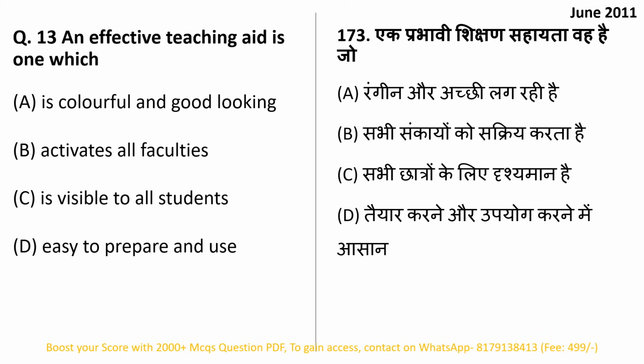Next is: an effective teaching aid is one which is colorful and good looking, activates all faculties, is visible to all students, easy to prepare and use. So this question was asked in June 2021. Teaching aids are those things which help the teacher in teaching. It could be blackboard, it could be audio visual aid, anything that helps the teacher in teaching. The right answer to this is option B, activates all faculties.